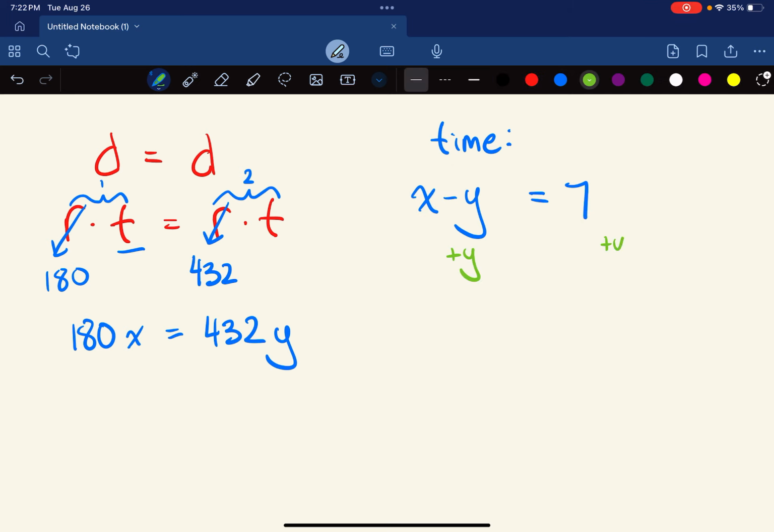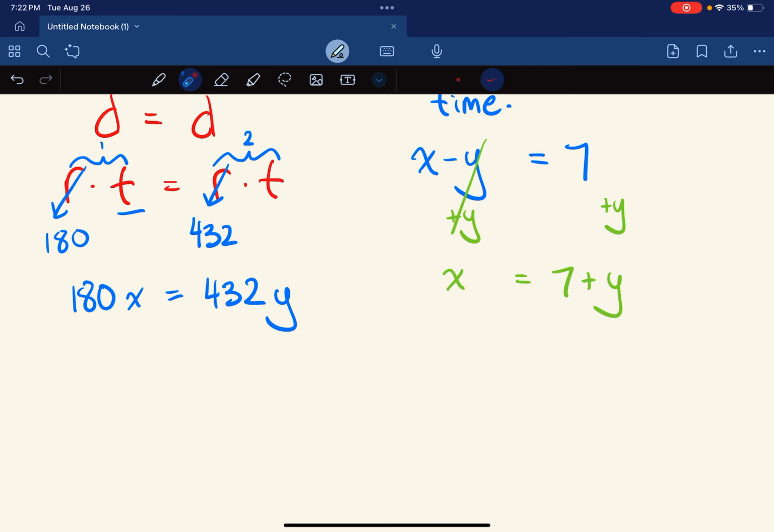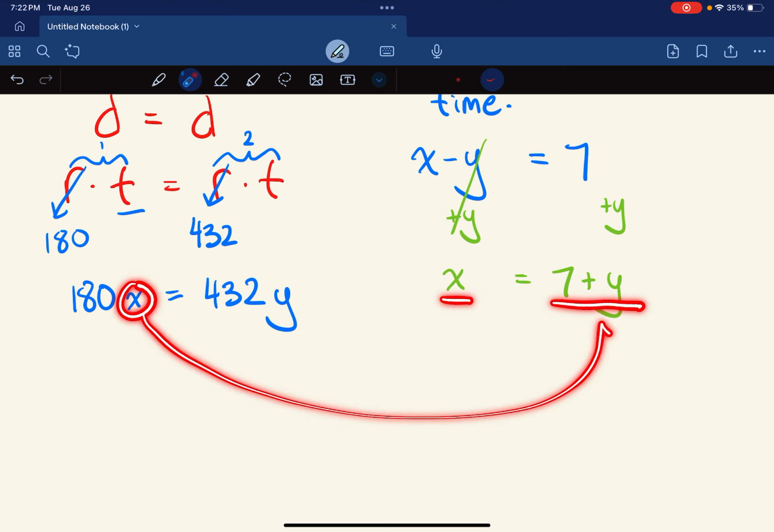And when I do that, the y's are gone here, and I get a new equation. What's left over is an x. x is equal to 7 plus y. All right, so now I have my variable ready to go for my substitution. Here's how that substitution process works. If x is 7 plus y, then this x is also 7 plus y.